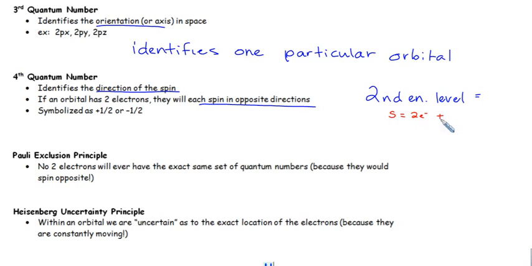Does the second energy level have p's? Yep, it has p orbitals. There are 3 of them for a total of 6. The second energy level does not have d's. So that's it. 2 electrons in the s, 6 electrons in the p orbitals, for a total of 8.